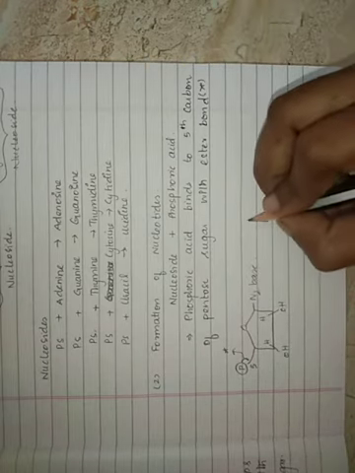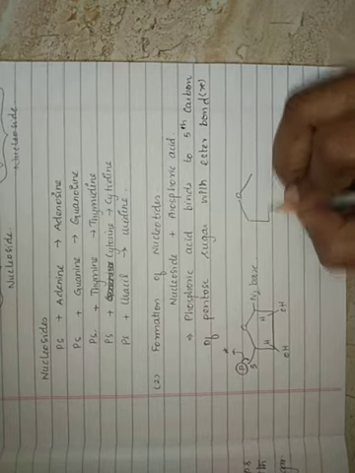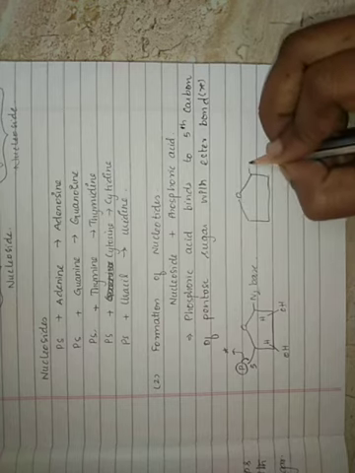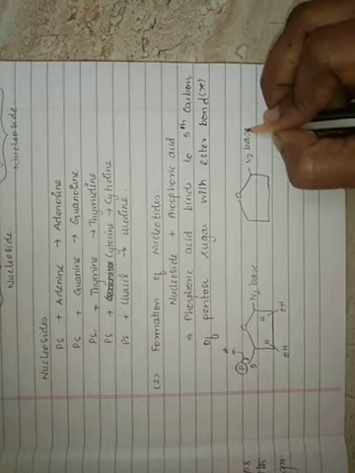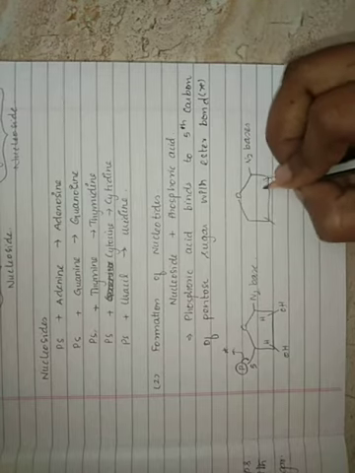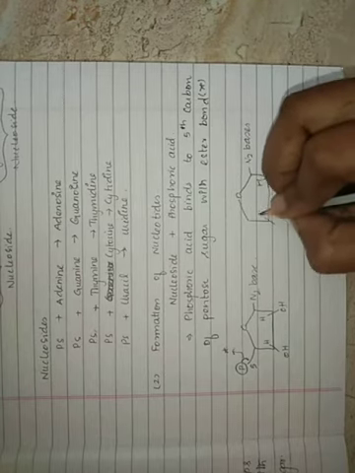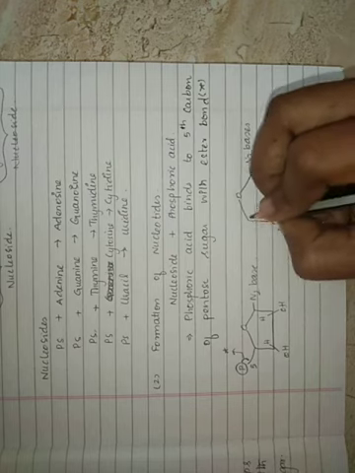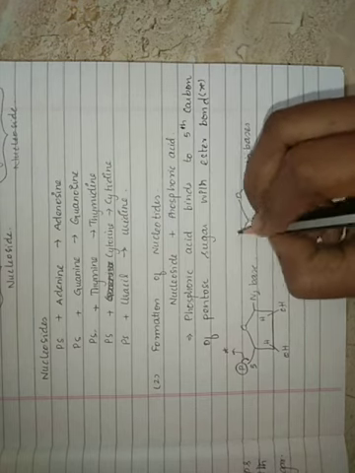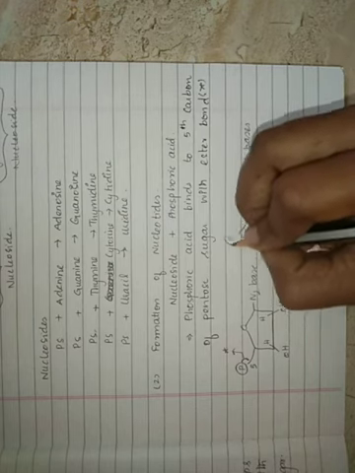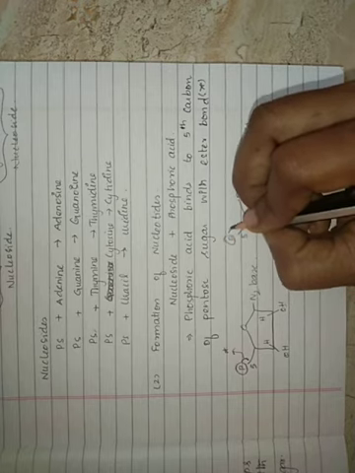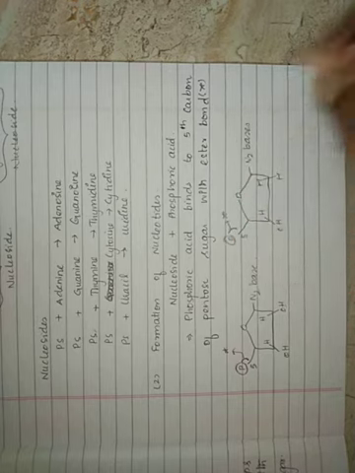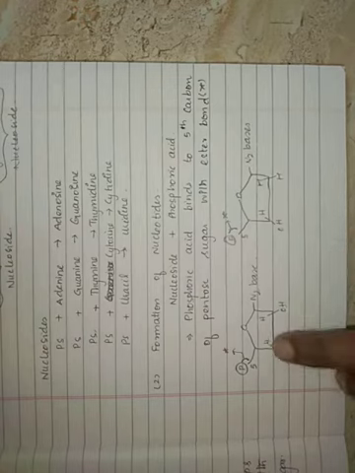Similarly, if it is a deoxyribose sugar, the first carbon is going to have the nitrogen base. The second carbon does not have a functional group. The third carbon has a functional group. And the 5th carbon is attached to the phosphoric acid with an ester bond. So this is a nucleotide that is being formed.